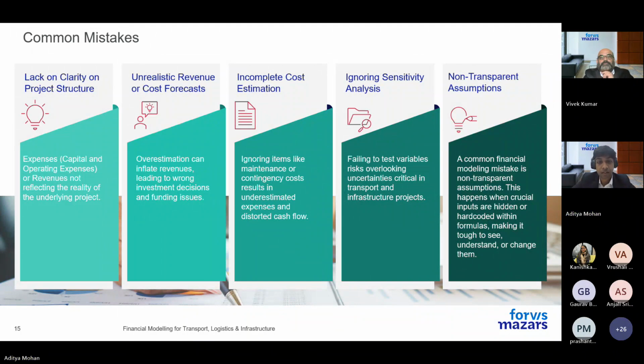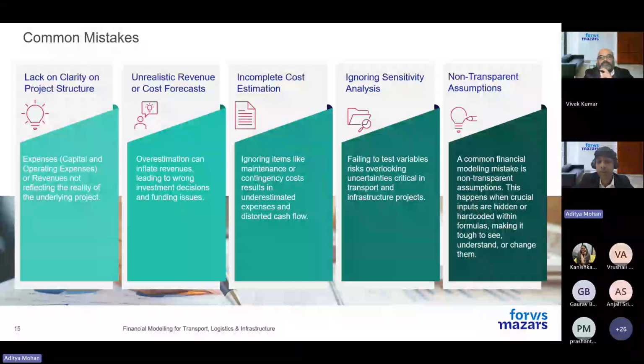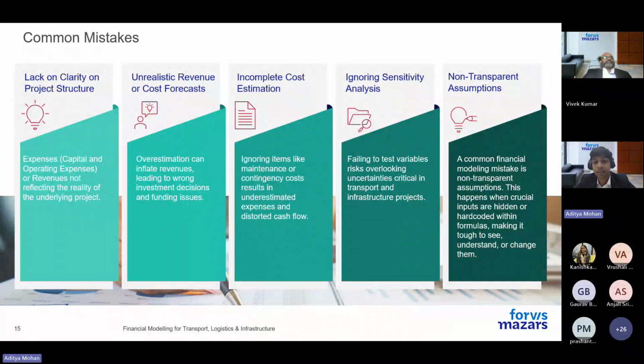Now, the third mistake would be incomplete cost estimation. So OPEX, as mentioned earlier, should include escalation, preventive maintenance, and contingencies. Because if you don't include them, it would lead to underestimated expenses, and that would lead to misleading profits. Then, no sensitivity testing. So if you assume that everything will go right, that is very dangerous. So it is very important to always test your downside scenarios.